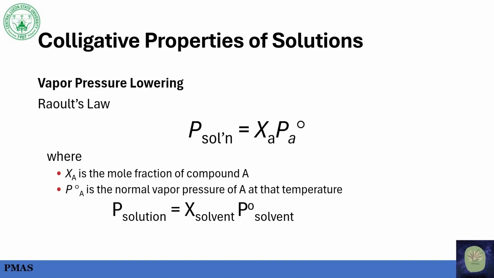And mathematically, vapor pressure lowering is represented by Raoult's law, wherein P solution, or the pressure of the solution, is equal to X sub A, which is the mole fraction of compound A, multiplied by the normal vapor pressure of A at that temperature. And since we are talking about the solvent, the pressure of the solution is equal to the mole fraction of the solvent times the normal vapor pressure of the solvent.